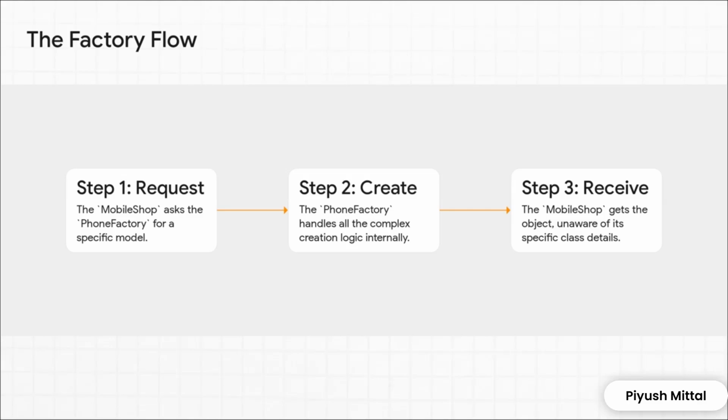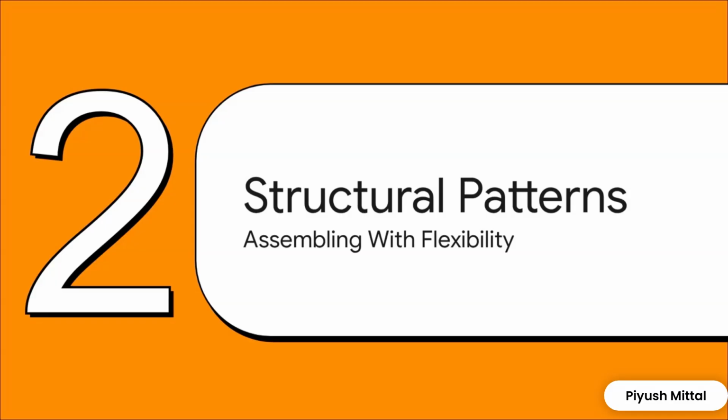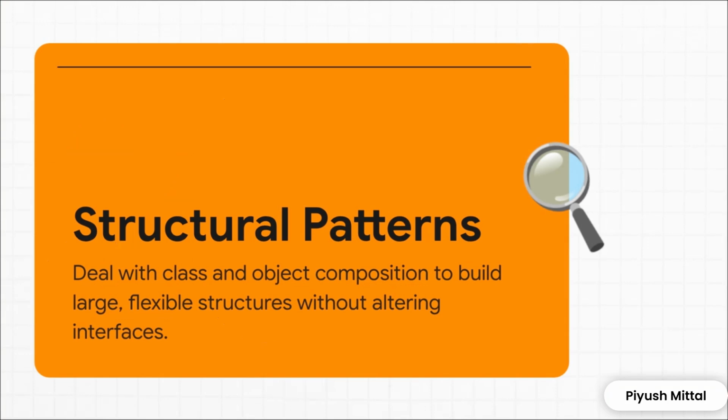Next up are the structural patterns. So if creational patterns are about making objects, you can think of structural patterns as being all about composing them. They're like the architectural glue that lets us assemble objects and classes into bigger, more flexible structures. The big idea here is using composition instead of just inheritance all the time. These patterns help you combine simple objects to build really complex ones, all while making sure that the individual pieces stay independent and reusable.